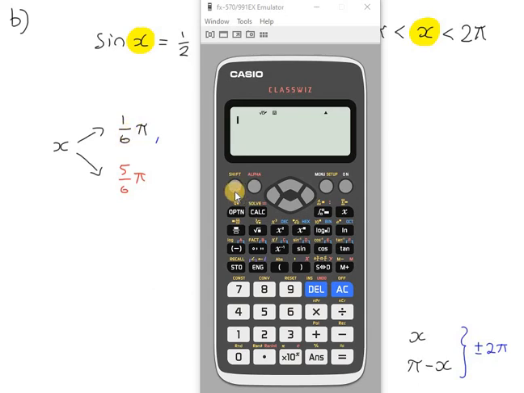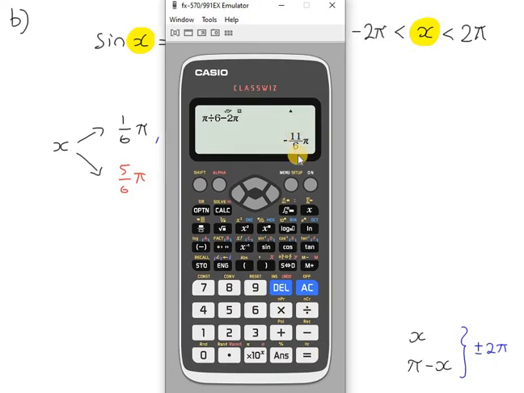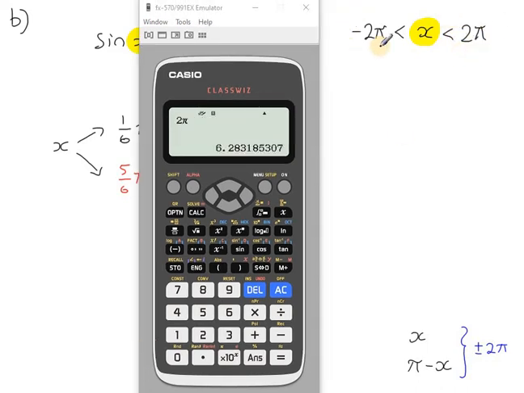So I'm going to start with pi over 6, or 1/6 pi. I'm going to subtract 2 pi. Now, I've got minus 11 over 6 pi, which is a little bit awkward when you try and compare it to the interval here. So what I would recommend doing is press the SD key and look at the rounded value, the decimal value, and it would be useful if the 2 pi and the minus 2 pi were written in their decimal forms as well.